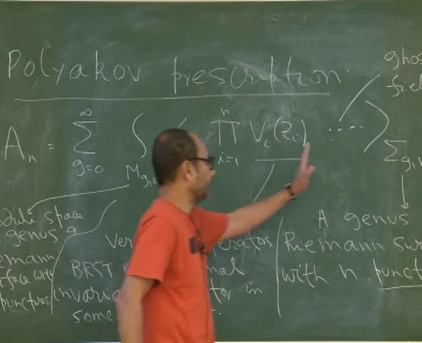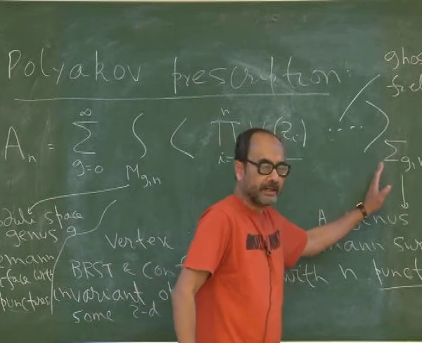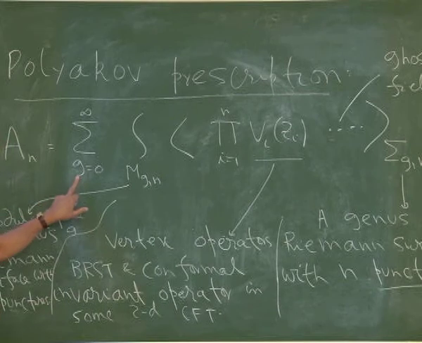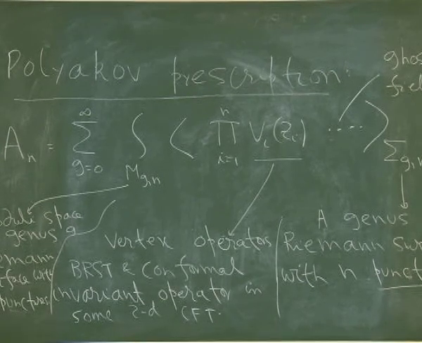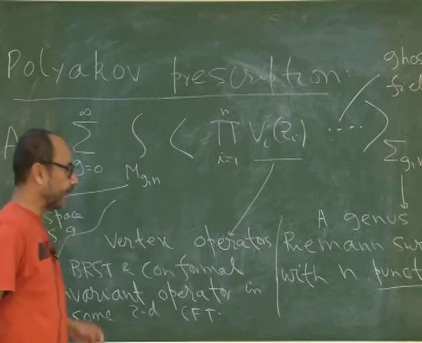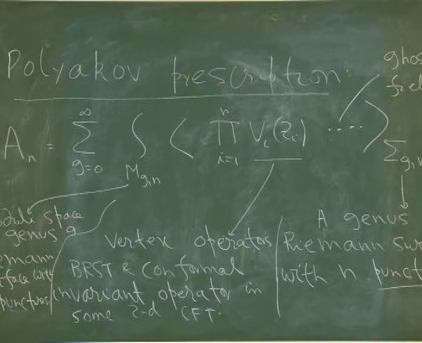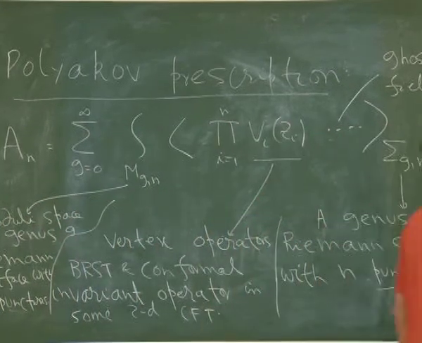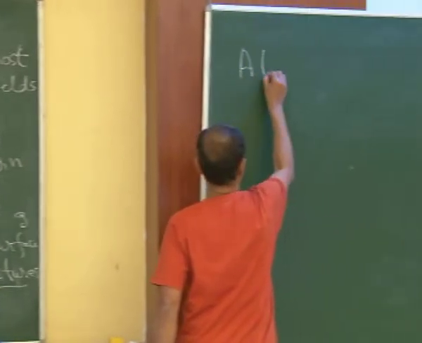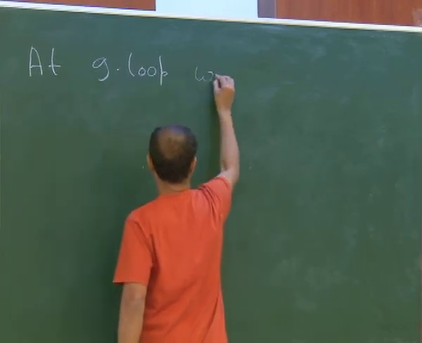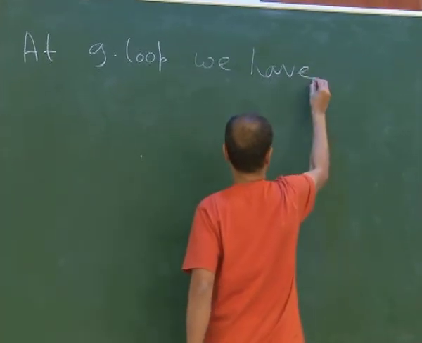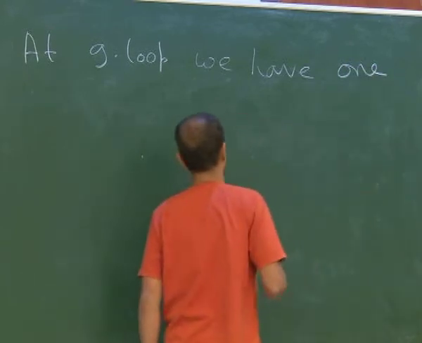So, this gives you an amplitude at G loop order, and then of course to calculate the full amplitude you have to sum over G. And you will recognize that this way of writing an n-point amplitude is very different from Feynman diagrams that we use in normal quantum field theory. In particular, at G loop we have only one term instead of a sum over many Feynman diagrams.